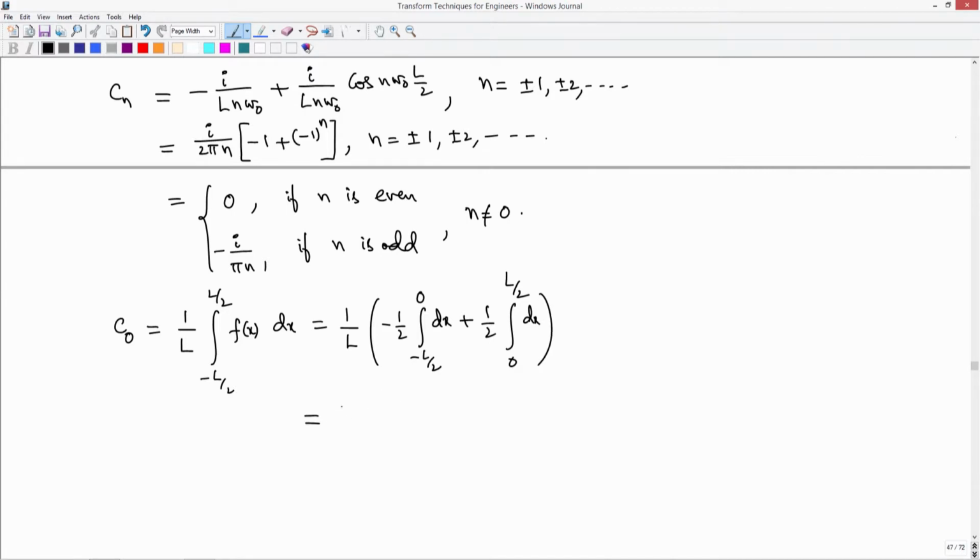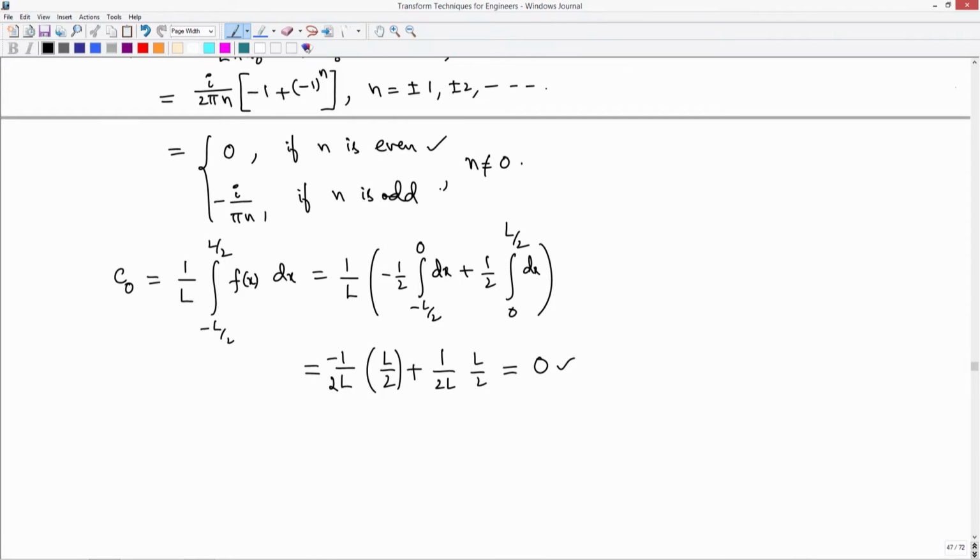What you get is 1 by L. So, this is going to be minus half times minus 1 by 2 L, and this is going to be 0 minus L by 2. So, that is L by 2 plus 1 by 2 L by 2. So, this is actually 0. So, C0 is 0 and Cn is this. Cn is actually 0 if n is even. If n is odd, its value is this.